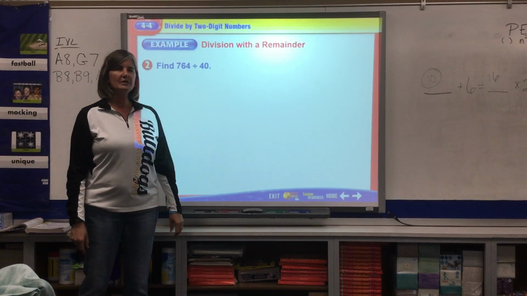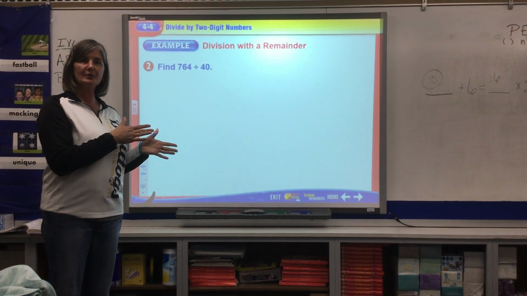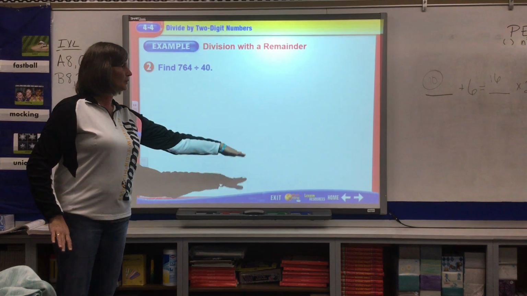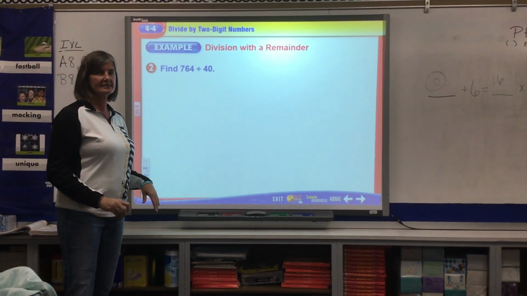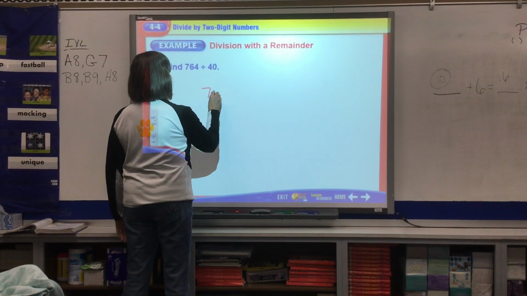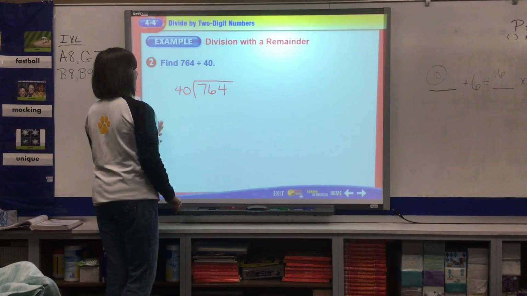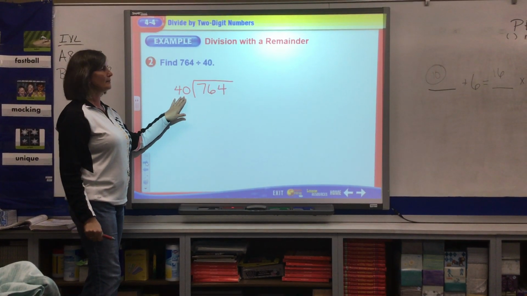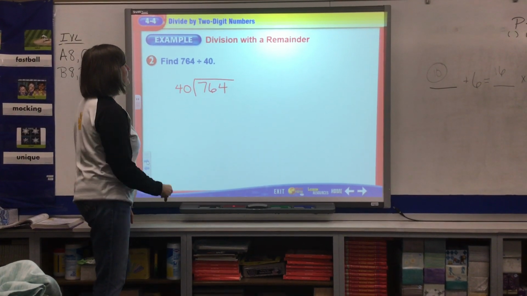Now, sometimes when we divide, we might get a remainder. All right, in the first 2 examples we did, it came out evenly, and when we got down at the bottom, we came out with 0. That's not always going to be the case. This example will show us. We're going to take 764 and we're going to divide it by 40. I always like dividing with a number that is a multiple of 10: 10, 20, 30, 40, 50. It makes it a little bit easier.